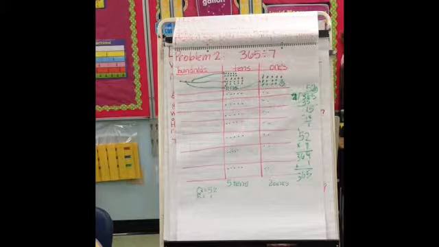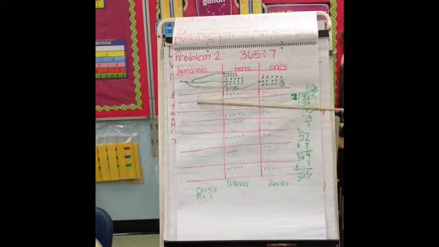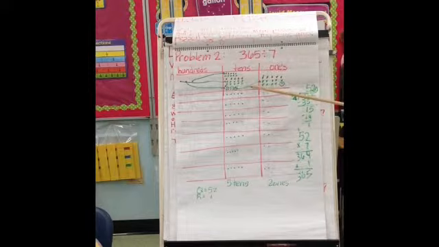Let's look at the next problem. 365 divided by 7. We have 7 groups. Okay? So we have 3 hundreds, 6 tens, 5 ones. We cannot get a group of 7 out of 3. So we had to decompose. Now we have 36 tens.